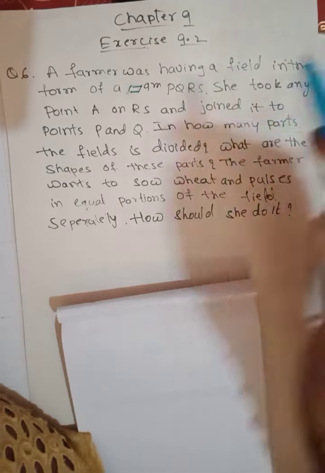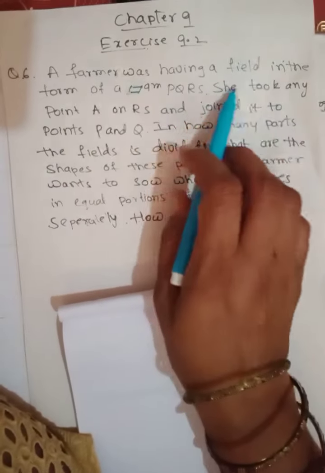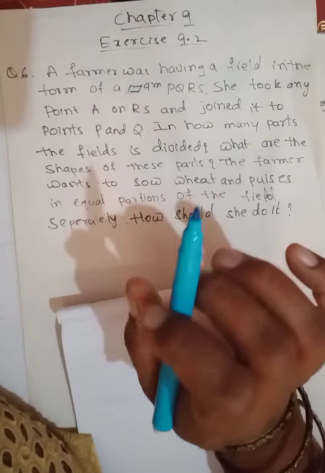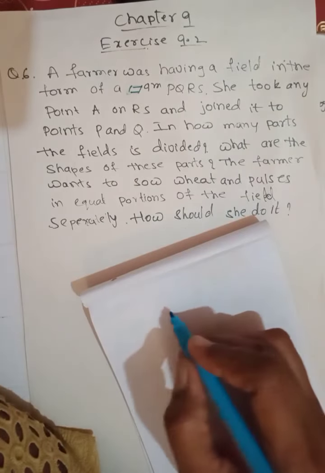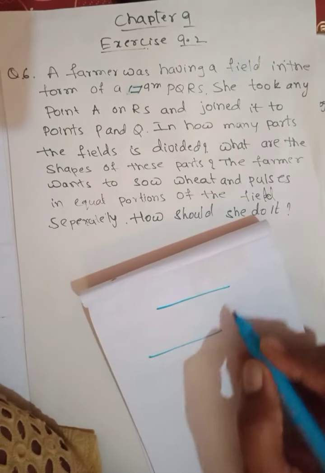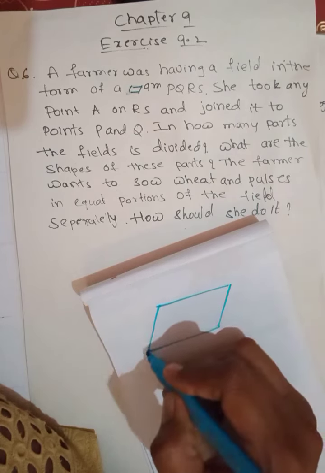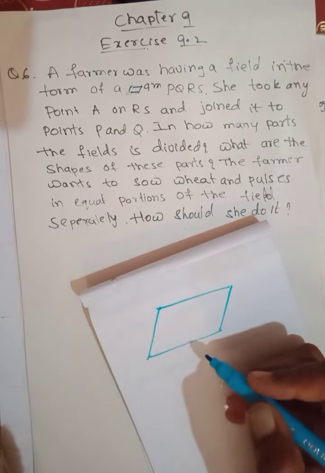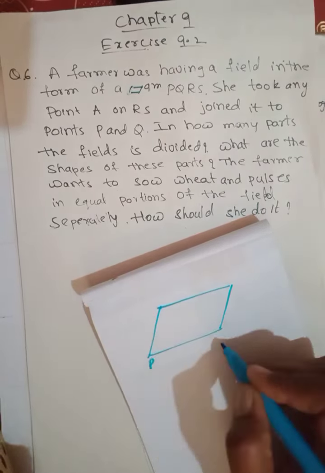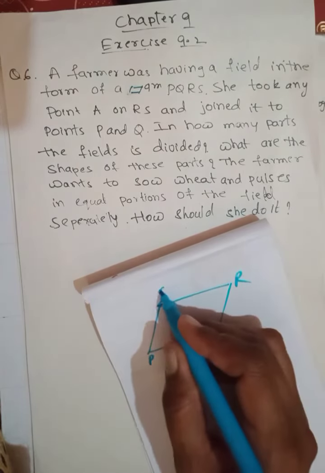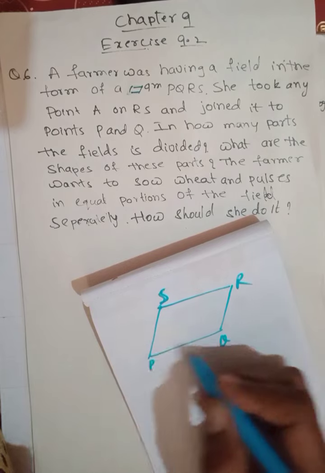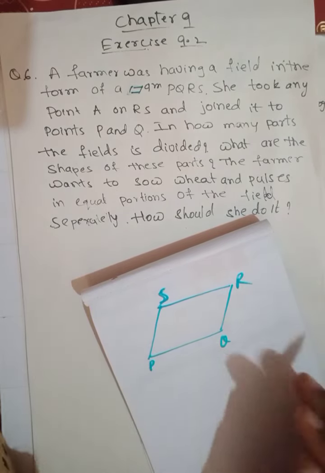So see here how I am doing this. A farmer was having a field in the form of a parallelogram PQRS. Always try to draw the rough diagram first of all. That means here you have a parallelogram, the field is in the form of a parallelogram. Just draw it and name it in any order, PQRS this way. Obviously most of the time we go with this one only, very simple concept.